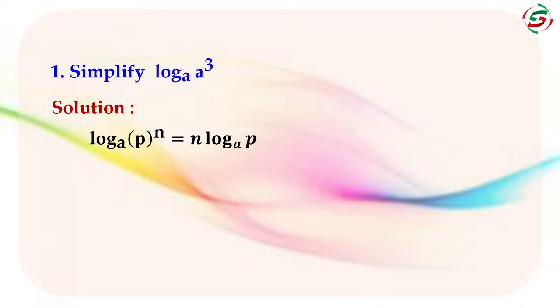This will be as it is. Don't change this question. Just write like this. This power will come here. So here what happens? This 3 will come forward. So 3 into log a to the base a. So look at this. Did you all understand this now? 3 into log a to the base a.